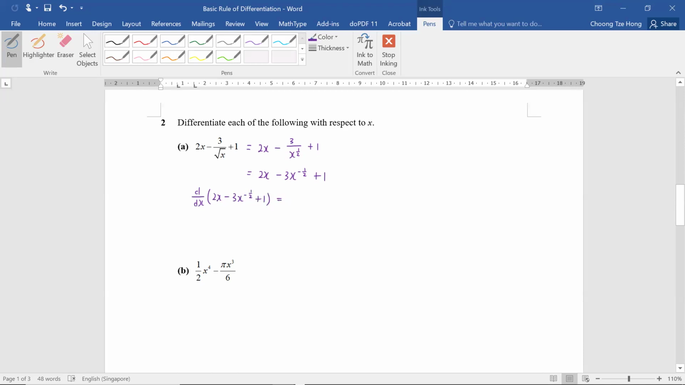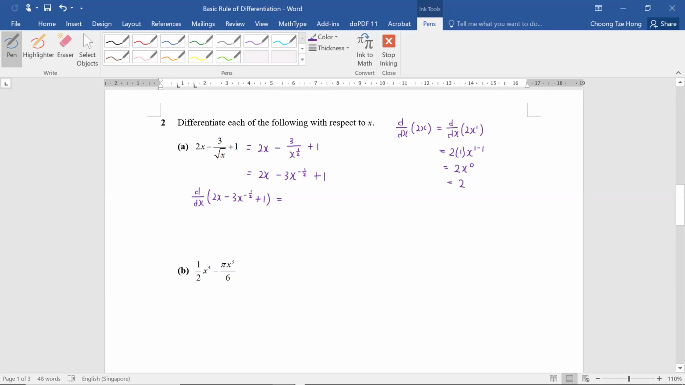Whenever you differentiate 2x, maybe I'll just do it by the side. What happens when we differentiate 2x? If you agree with me, 2x also means 2 times x to the power of 1. Based on the rules of differentiation, we bring the power in front, so it will be a 1 in front, then we reduce the power by 1. So you'll get 2x to the power of 0. But we know anything to the power of 0 becomes a 1, so in this case, this just becomes a 2.